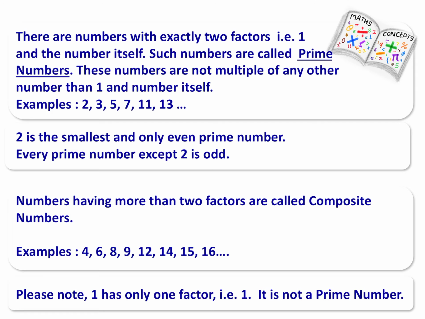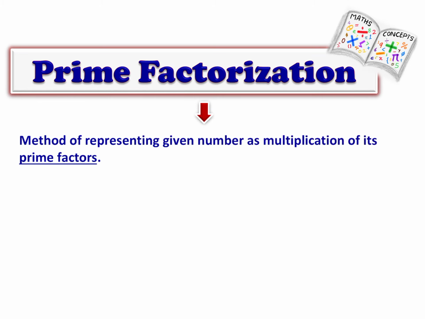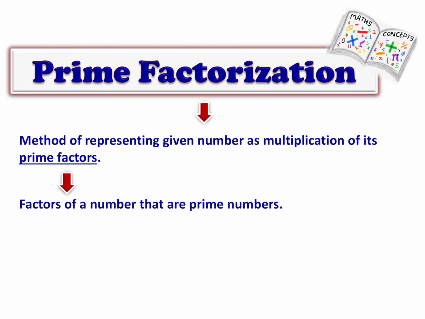Now let's move to our next topic, that is prime factorization. So what is prime factorization? It is the method of representing a given number as multiplication of its prime factors. What are prime factors? Factors which are prime numbers. It's pretty simple. All factors of a number which are prime numbers are prime factors of that number, and when we represent the given number as multiplication of only prime factors, then that is called prime factorization.